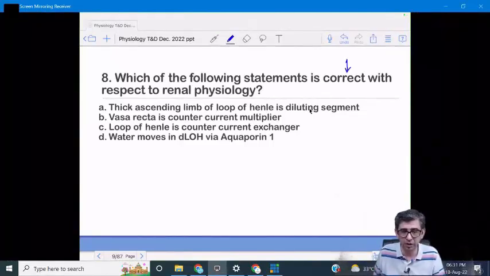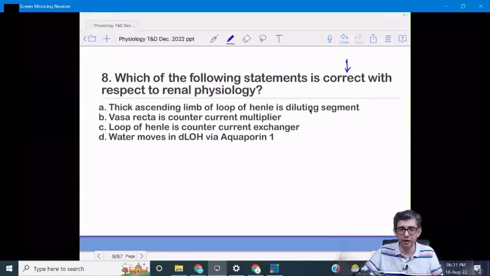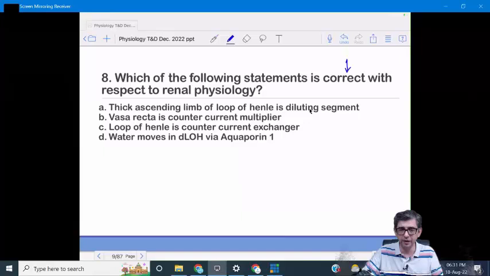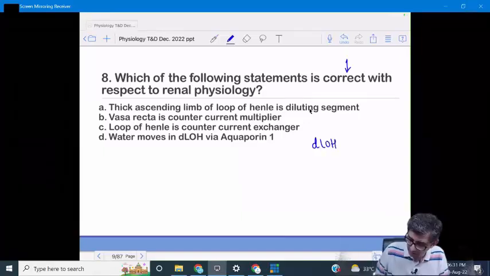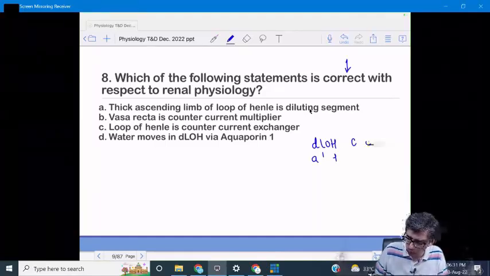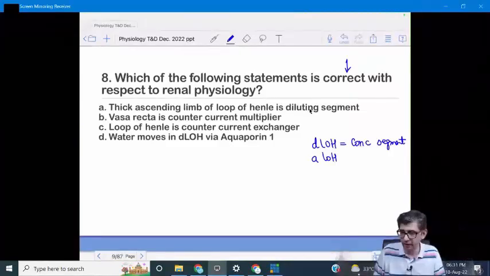Thick ascending limb of loop of Henle is called the diluting segment. Yes, it looks like a correct statement. We have a descending limb and an ascending limb. So the thick ascending limb of Henle is the diluting segment, and the descending part, I'll write DLOH and ALOH. The descending part of loop of Henle is called the concentrating segment, because it will help in reabsorption of water. And the ascending limb is the diluting segment. So option A looks like the answer to this question, but let's read B.